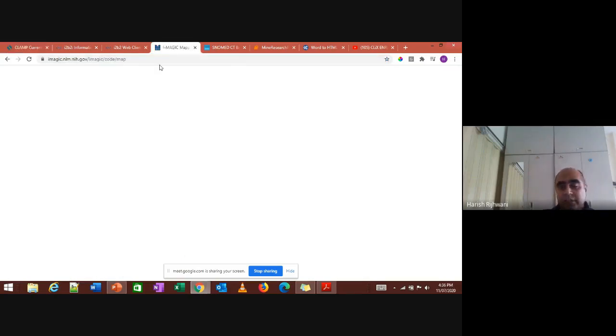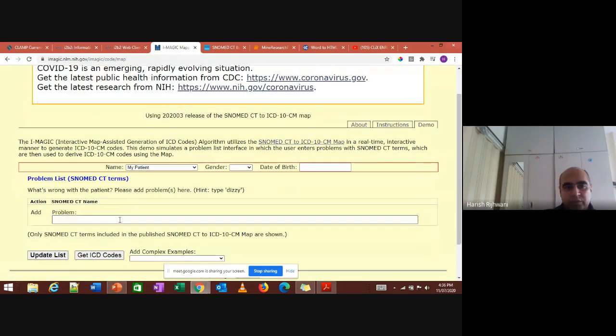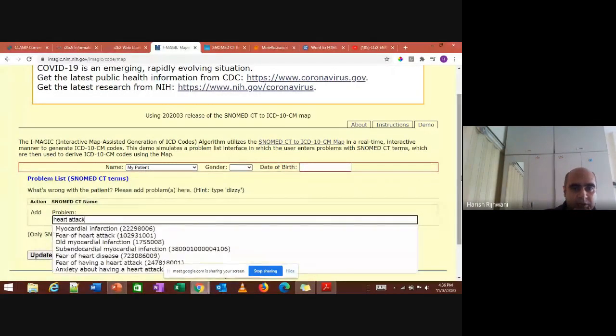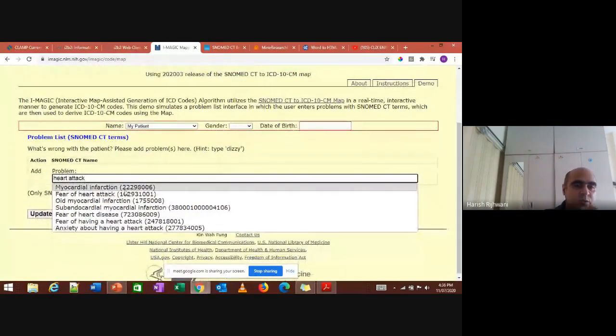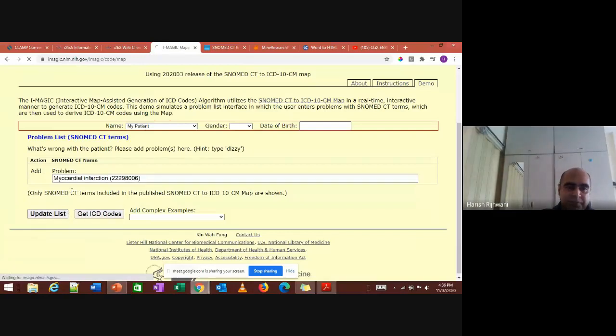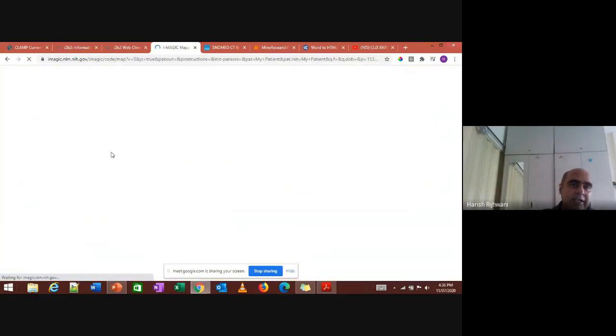I'll explain that with an example here. I'm going to search for the word heart attack. When you look at it, you see the first word is myocardial infarction. There is no mention of the word heart attack in this, but it still gives me that possible code which could be related. So SNOMED is much stronger than ICD-10. ICD-11 is probably trying to get towards the way SNOMED is functioning. But here, if I search for this myocardial infarction, I'll get that SNOMED code.